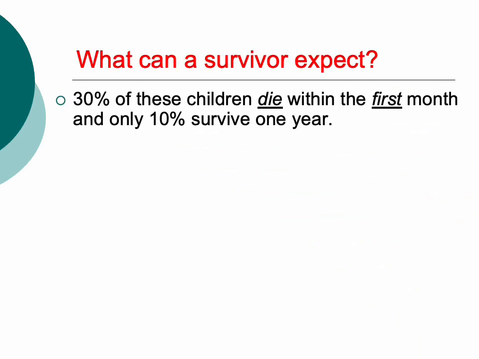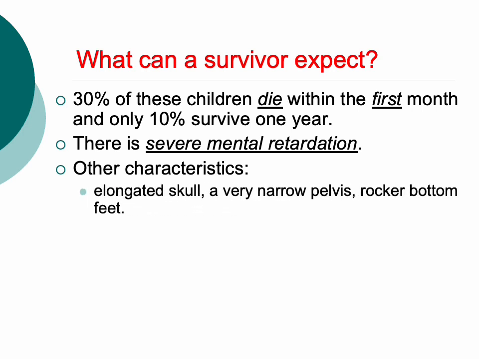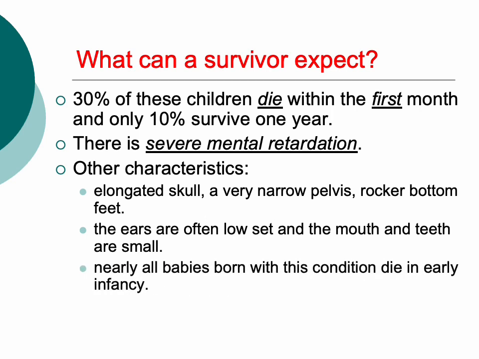So what can a survivor expect? If a fetus with Edwards syndrome or trisomy 18 survives, 30% of these children die in the first month and only 10% would survive for 1 year. There is severe mental retardation and other characteristics of infants having trisomy 18 is that they would have an elongated skull, a very narrow pelvis, rocker bottom feet. Now this rocker bottom feet, this is a congenital vertical talus.